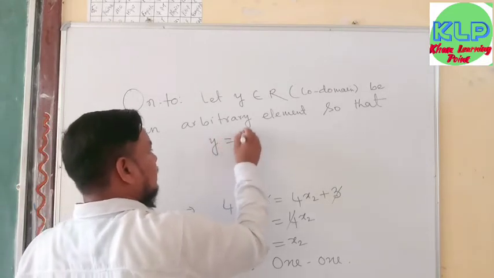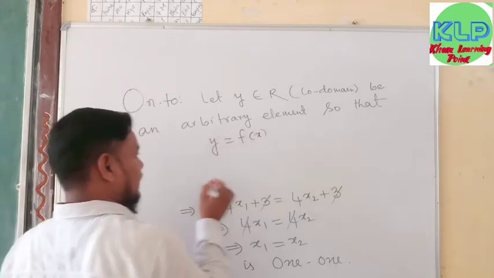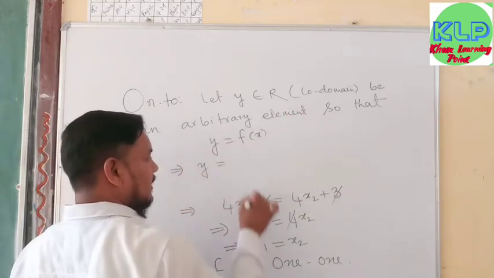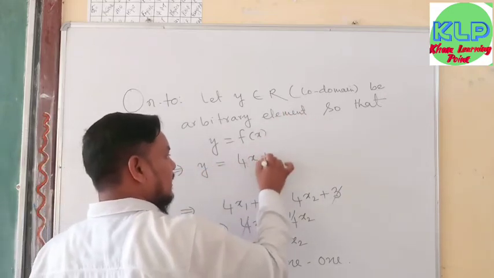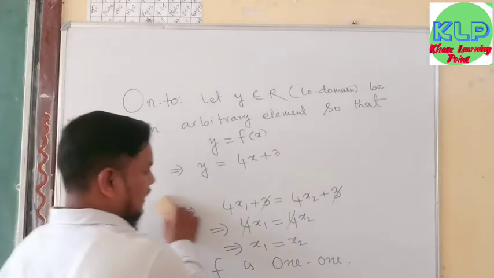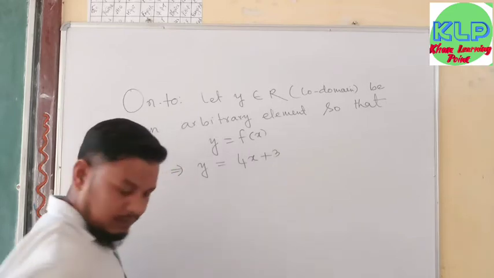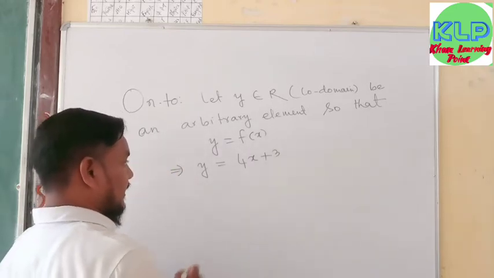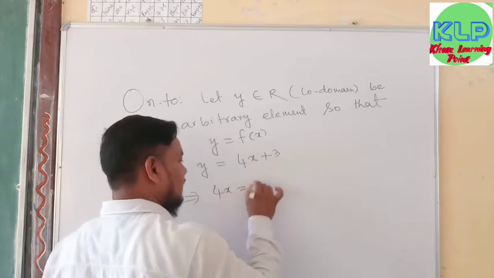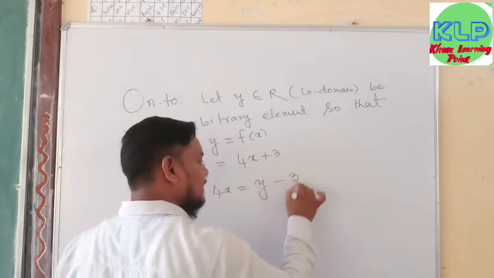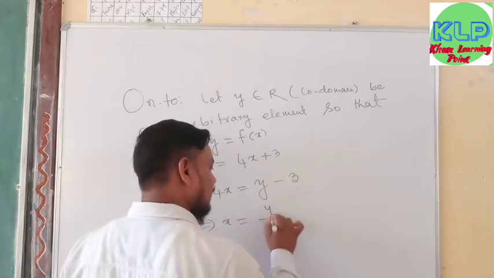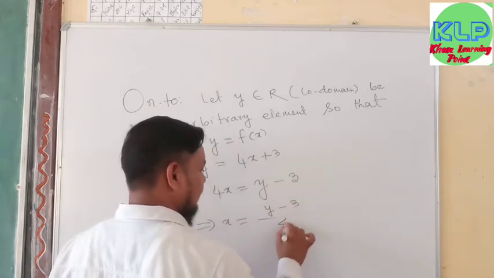That is, y is equal to f(x). The value of f(x) is 4x + 3. अभी क्या करना है? x का वैल्यू फाइंड करना है in terms of y. Now find the value of x in terms of y. So 4x is equal to y minus 3. Therefore x is equal to (y minus 3) divided by 4.